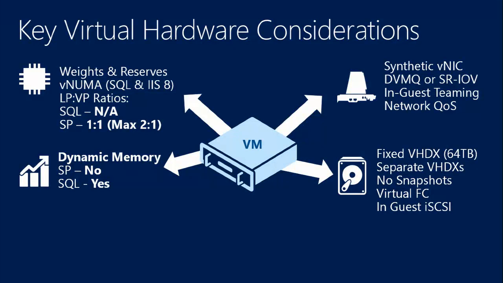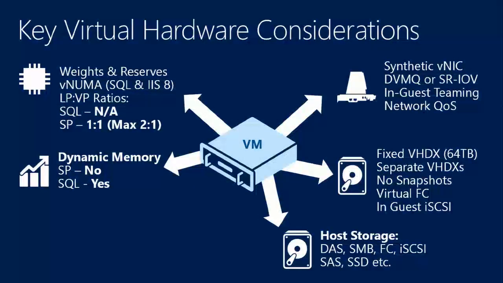For our storage, now we have the VHDX, which supports up to 64 terabytes. Separate VHDX, no snapshots. But how many people have been to the 2012 R2 session for Windows Server? They may have made some announcements around that. Well, I'm just going to stick on what we actually know. Virtual fiber channels, iSCSI. And finally, for our host storage: direct storage, SMB, fiber, iSCSI, SAS, SSD, etc.